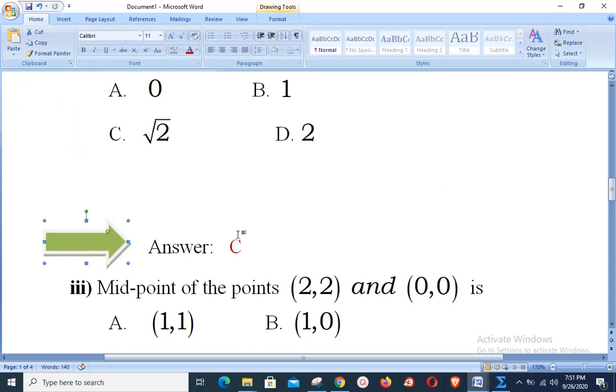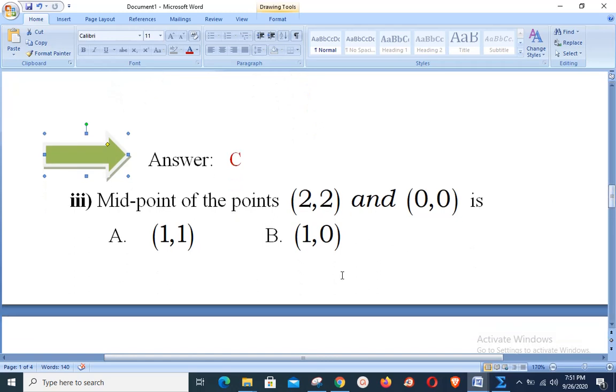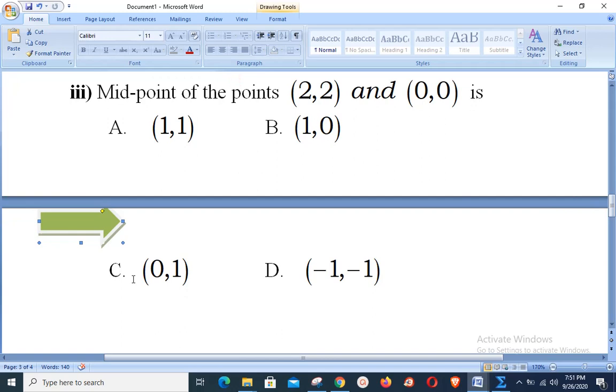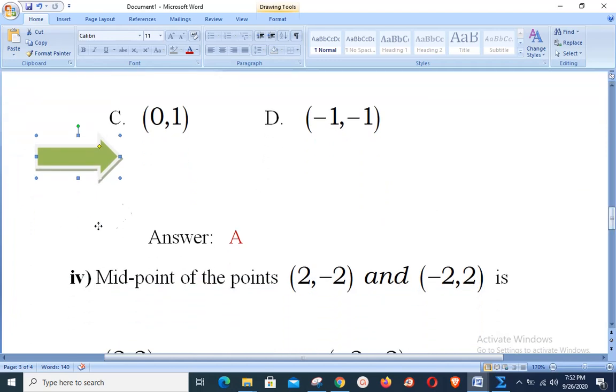That is considered option C as the correct answer. Next, we have to answer that the midpoint of the points (2, 2) and (0, 0) will be: option A is (1, 1), option B is (1, 0). Let's see what is option C. It is (0, 1) and the next one is (minus 1, minus 1). Now look at this, (2 plus 0) over 2 will give you 1, and then again (2 plus 0) over 2 will again give you 1. That means option A is my correct answer in this case.